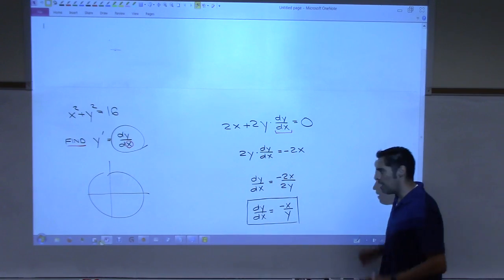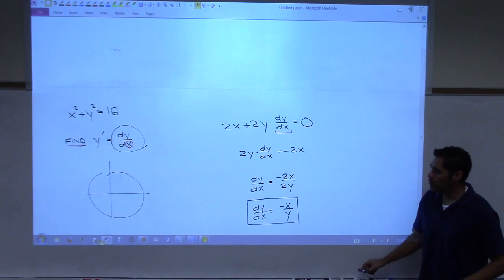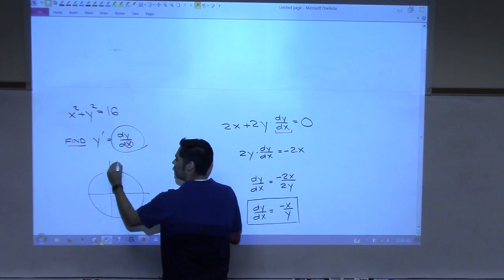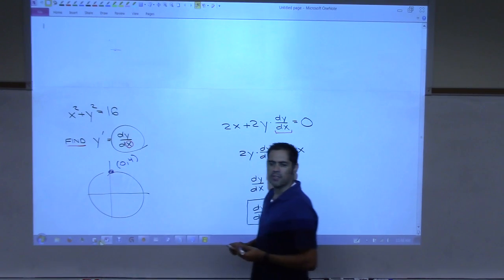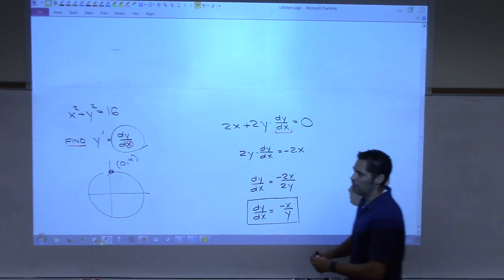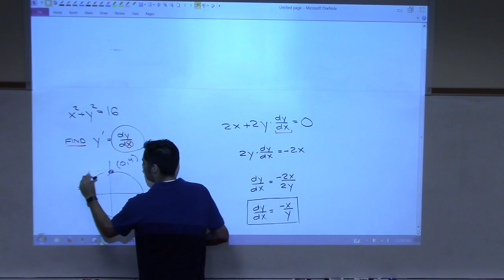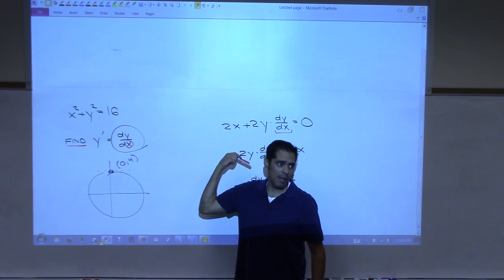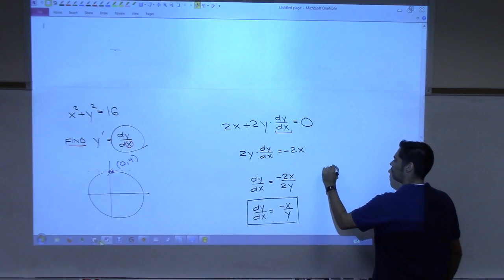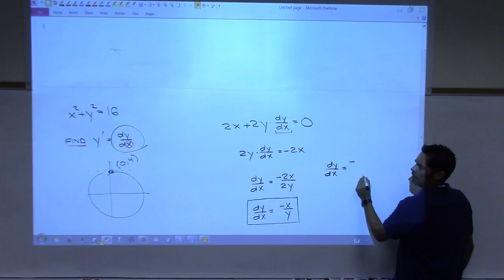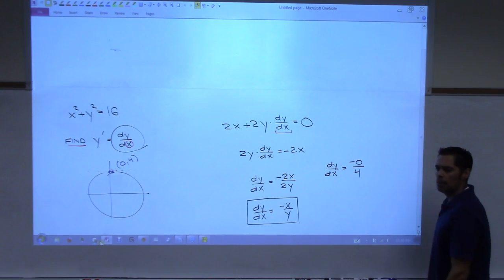Let's pick a point on this circle that we know exists and will be easy to plug in. How about this one right here? That point on the top of the circle, isn't that the point (0, 4)? Because the radius of the circle was the square root of 16, so the radius was 4. That point exists. What's the slope of the tangent line there, just geometrically looking at it? Should be 0, right? So when I plug in 0 for x and 4 for y into this formula, I better get 0. Do I? Negative x is 0 and y is 4, and so we get 0.